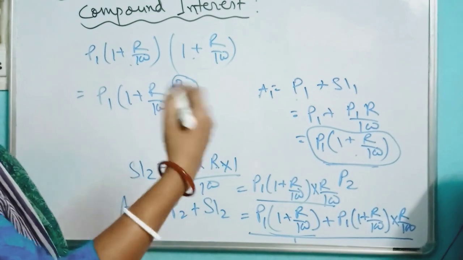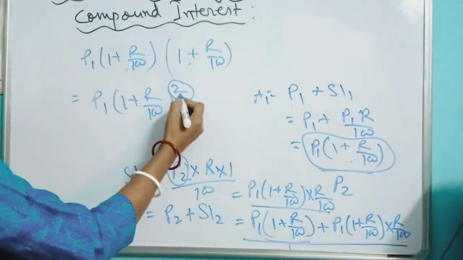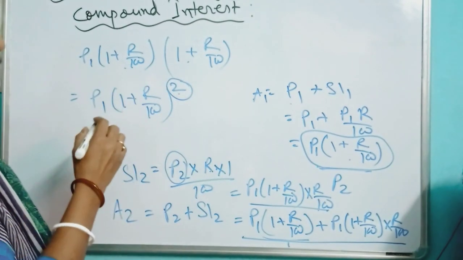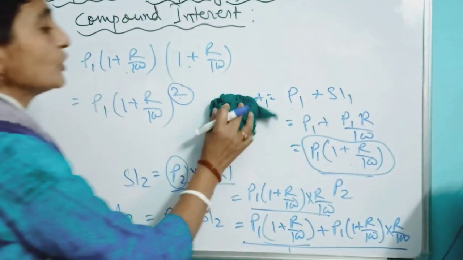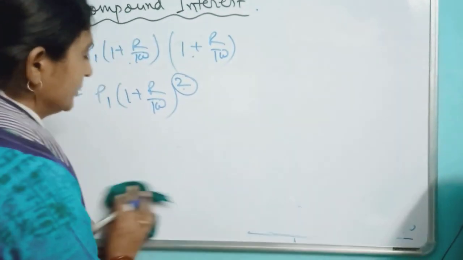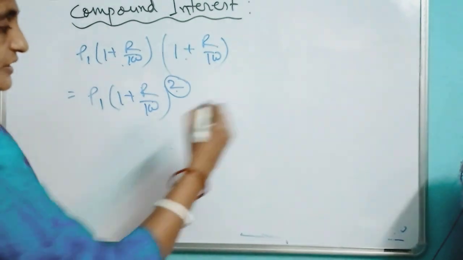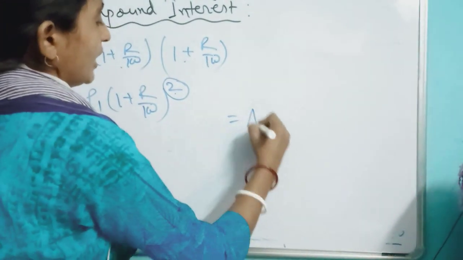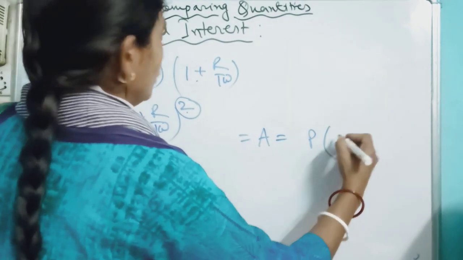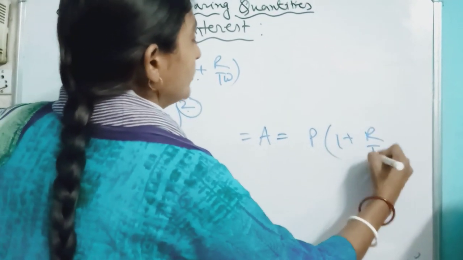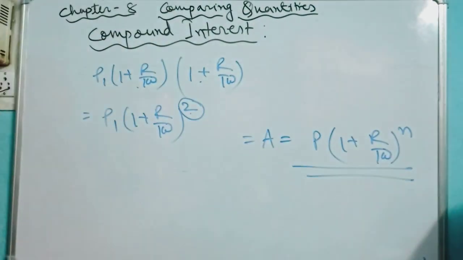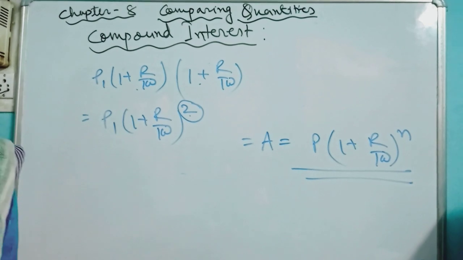If it is for more years, like 5 years or 10 years, it will repeat that many times, so that power will increase. So the simplest way to get the formula to find the compound interest is: amount is equal to P into 1 plus R by 100 to the power n. This is the simplified formula you get to find the compound interest on any amount.